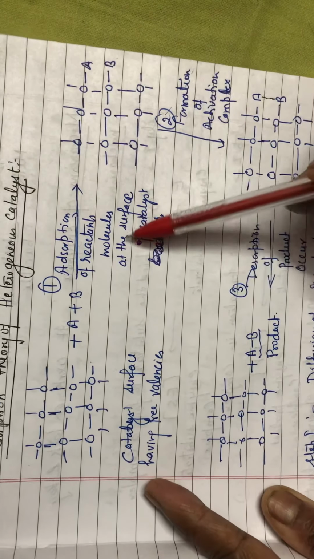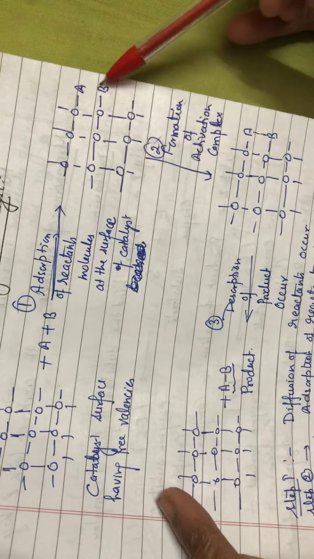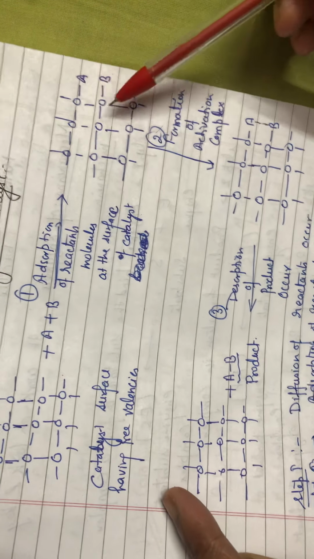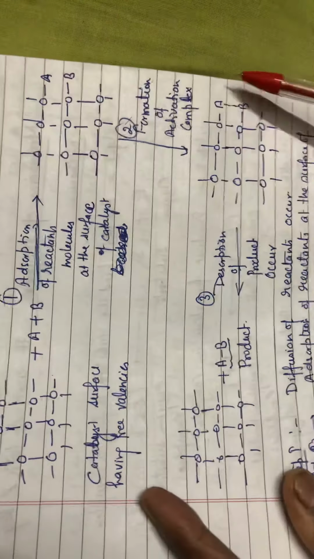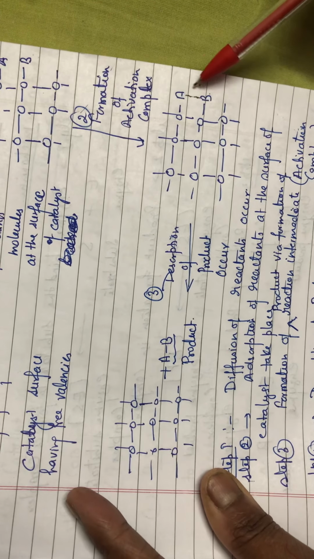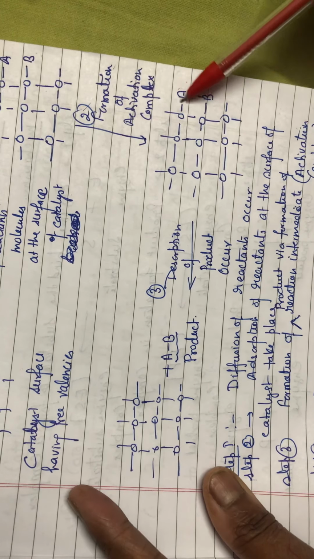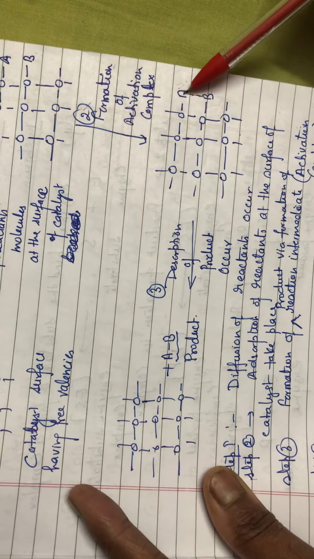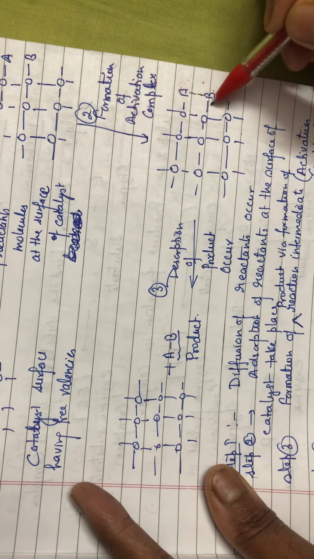First is adsorption of reactant molecules, which takes place at the surface of the catalyst. Here A and B are the reactants which are already adsorbed at the surface of the catalyst. Now A and B will react and form an activation complex or reaction intermediate. You can say that this is quite unstable. When they form the product, the reaction between A and B has already taken place, and it is converted into product.